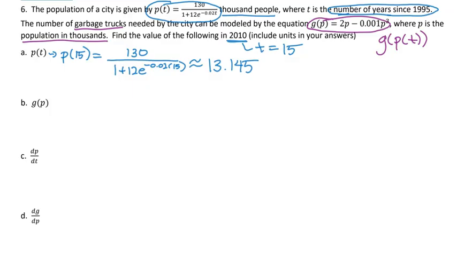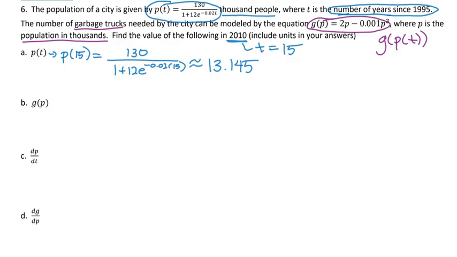And this is where we want to start to be careful, and I want to really make the point of the one kind of tricky detail in all of this. I do not plug 15 in for P. 15 is a T value. So what I need to know is what is the population in year 15. And then if I plug that into my G function, it will tell me the associated number of garbage trucks.